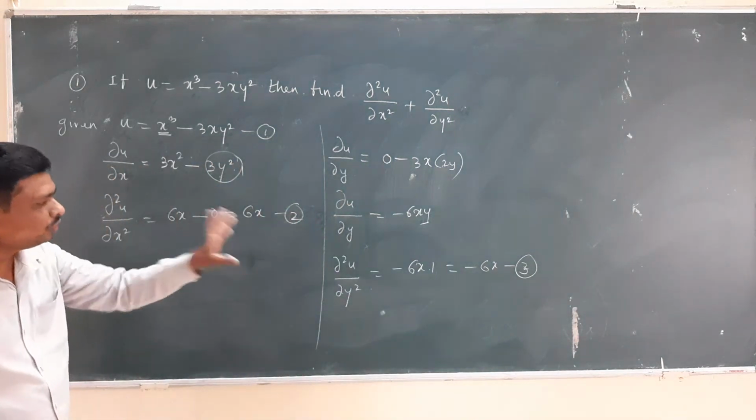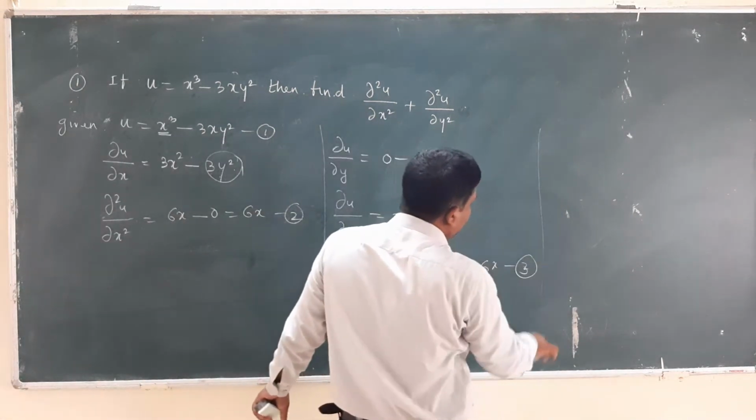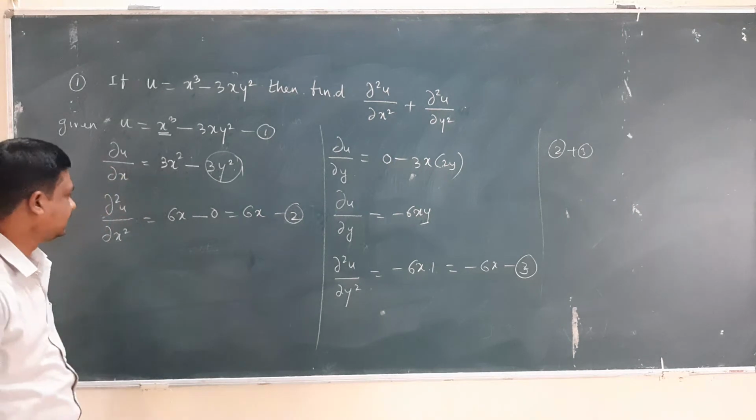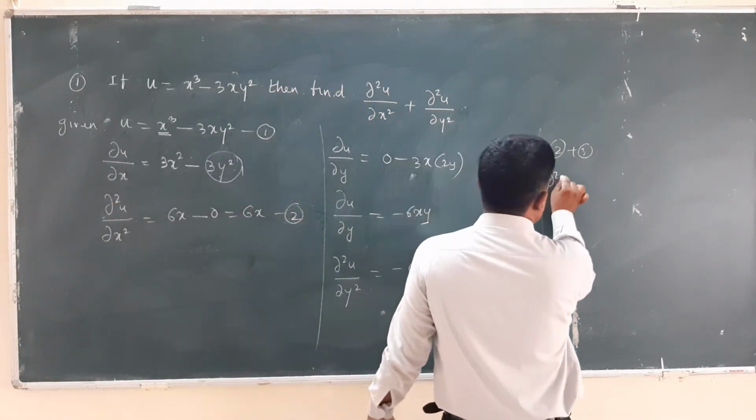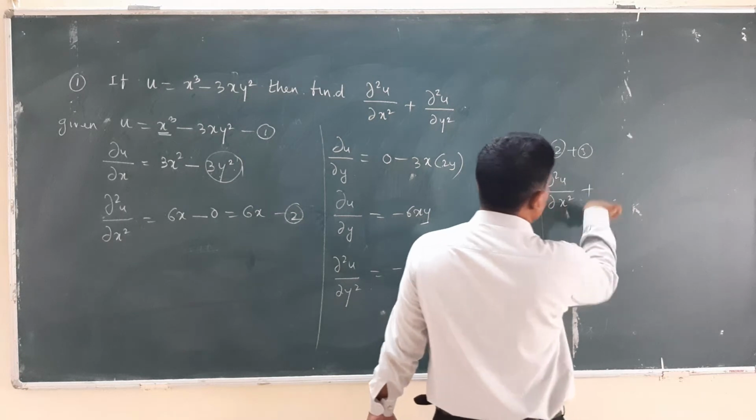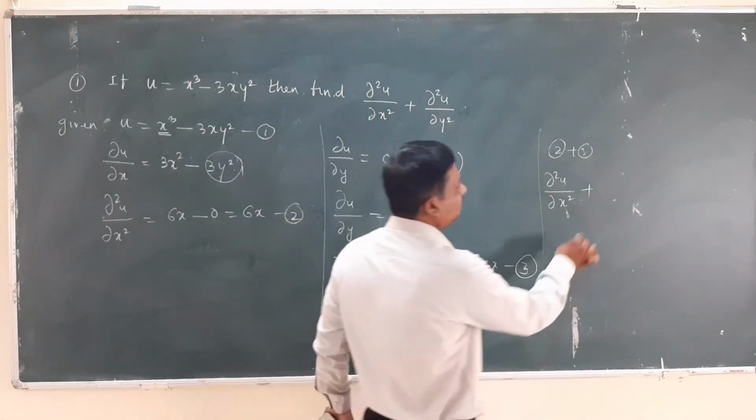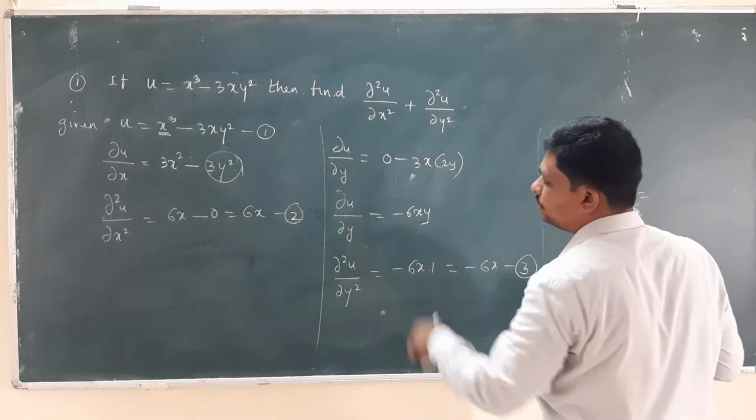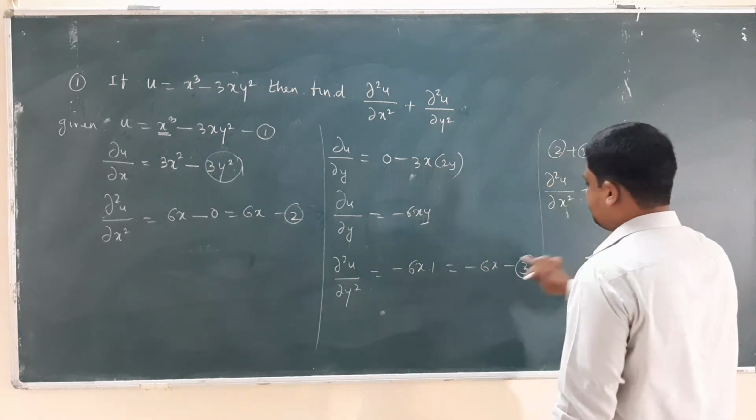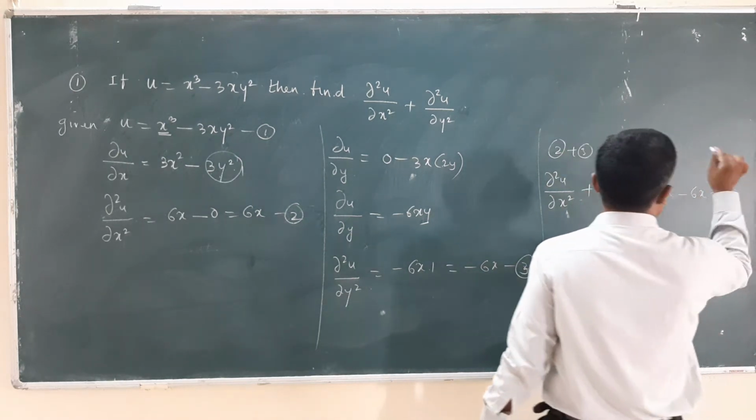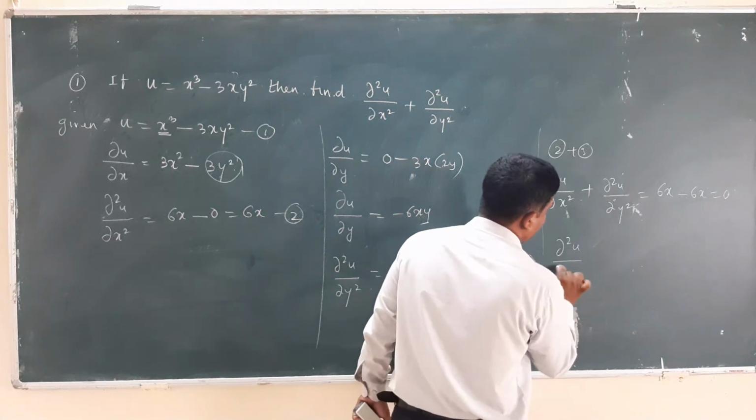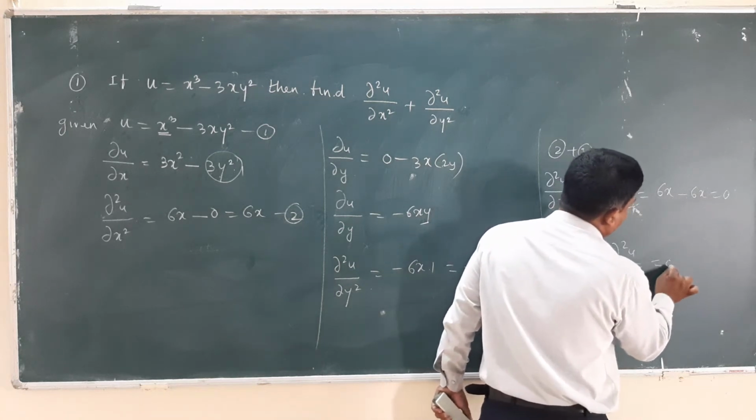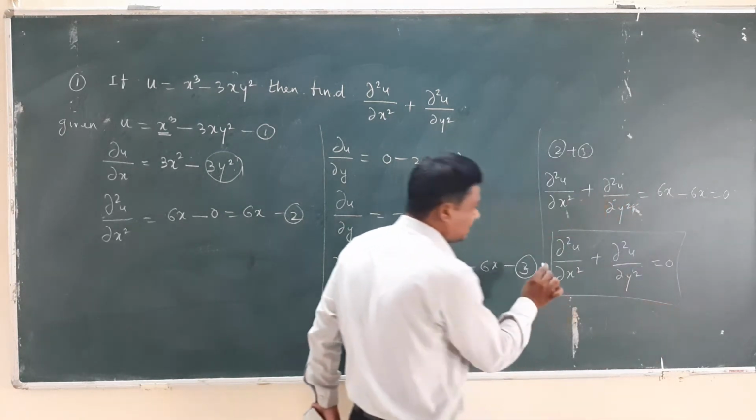Therefore, from 2 and 3, I will add equation number 2 and 3. Adding equation number 2 and 3. So here equation number 2 is what? LHS is dou square u upon dou x square plus dou square u upon dou y square. This is equal to 6 into x, so this one minus 6x, which is equal to 0. Therefore dou square u upon dou x square plus dou square u upon dou y square is equal to 0. So this is our required answer.